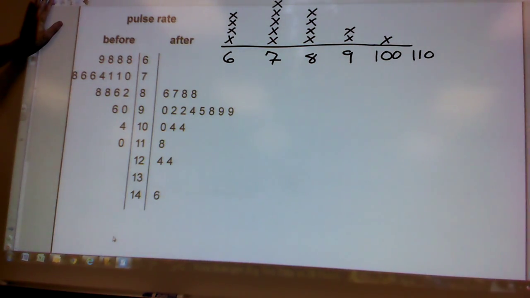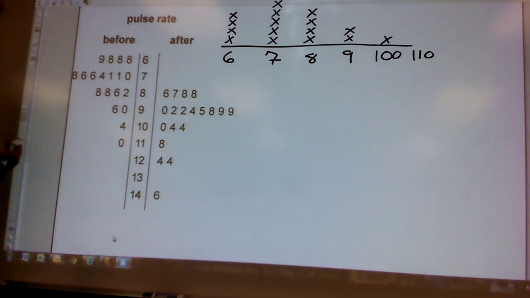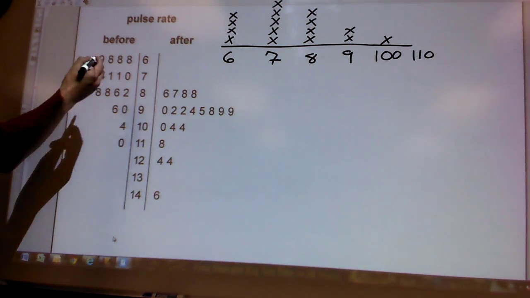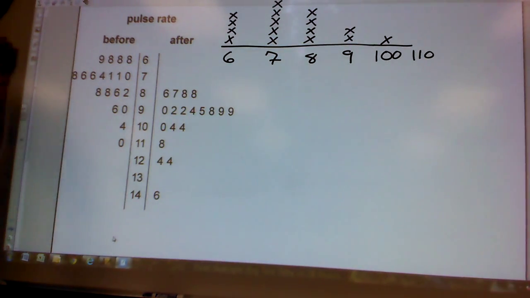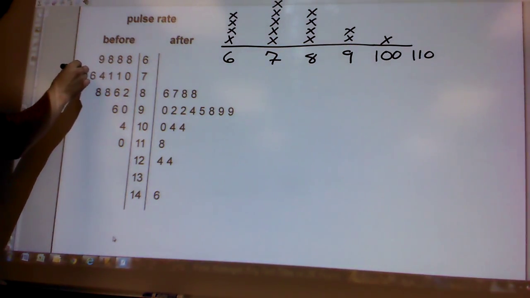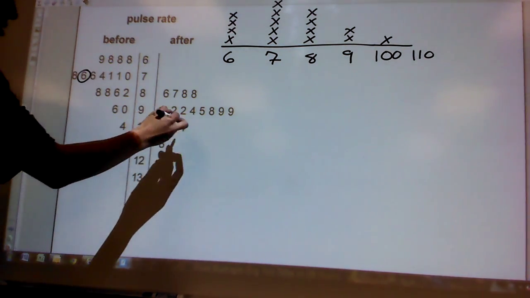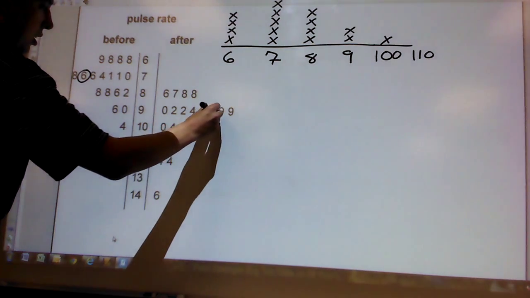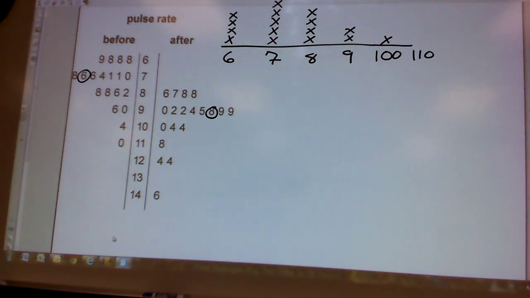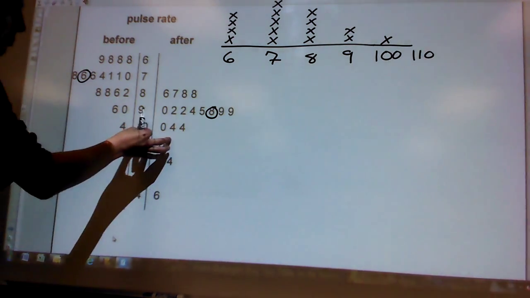Center. We talked about the shape. Now we need to talk about the center. You don't need to get too technical. You just need to find about the center. I would say the center for before is probably pretty close to 76, about that number right there. The after is somewhere in here, probably about here.